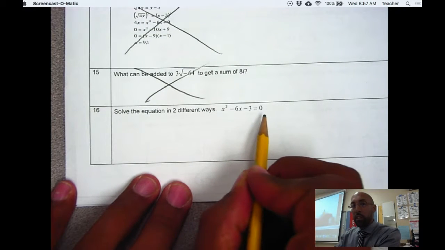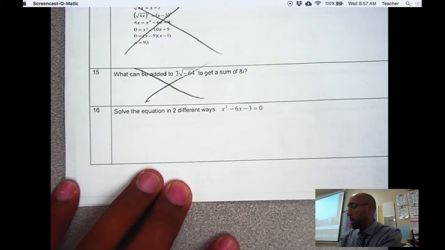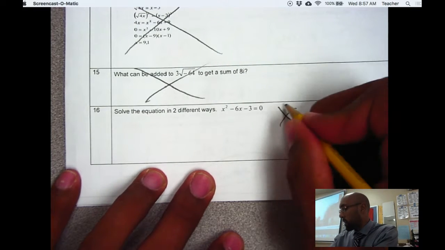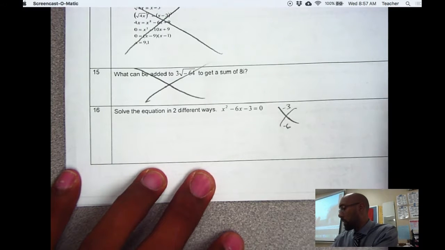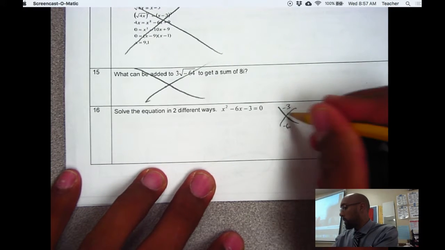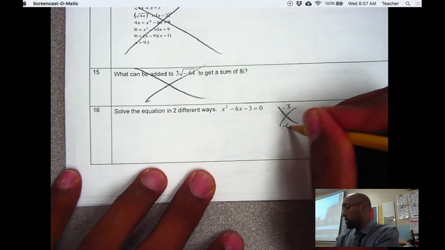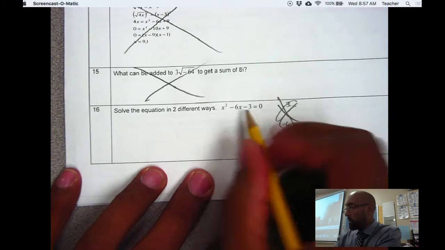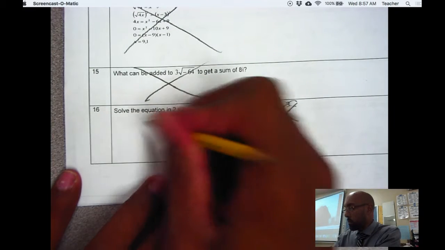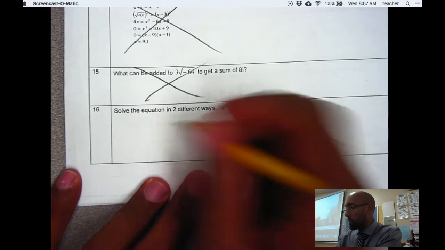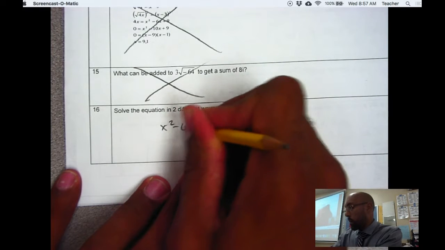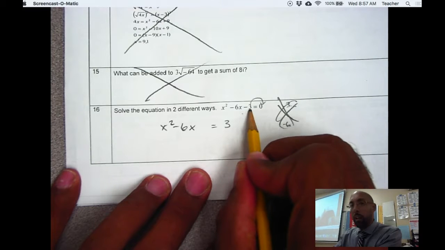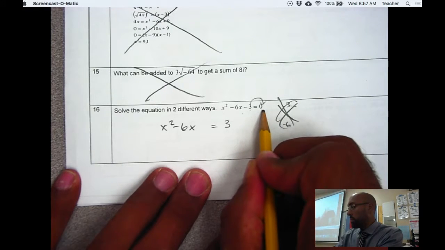Okay, now solve this equation in two different ways. You can pick whatever way you'd like. I always try factoring first, just to see if it'll work. Negative 3 here, negative 6 here. Right away, I know this isn't going to work, because there's no number that'll add up to 6, but also multiply to 3. So now I'm thinking maybe complete the square. First let's move the 3 over to this side. So we have x squared minus 6x is equal to positive 3. And remember, don't forget, when I move that, it's got to change the sign.